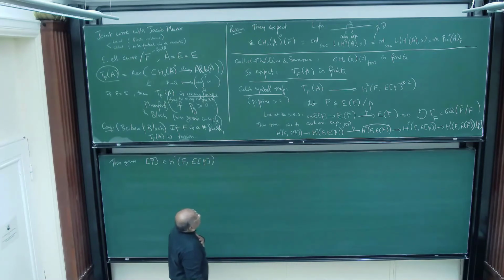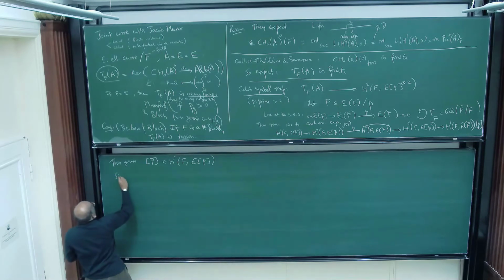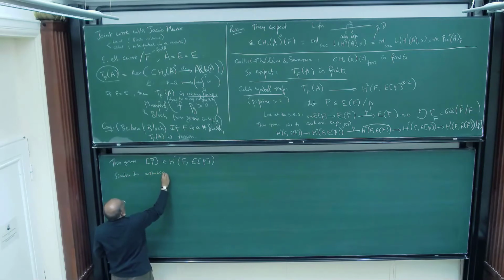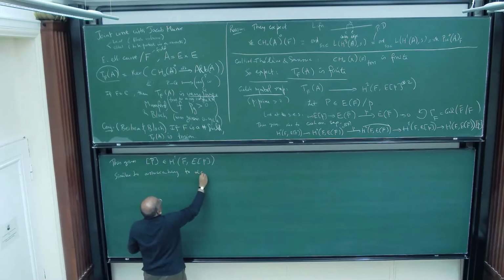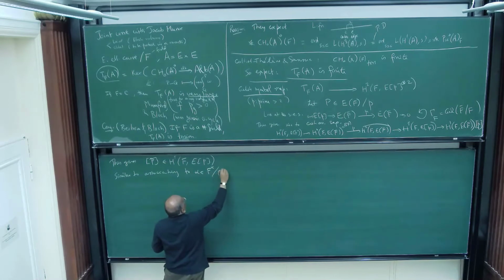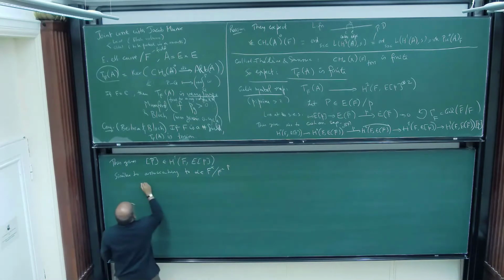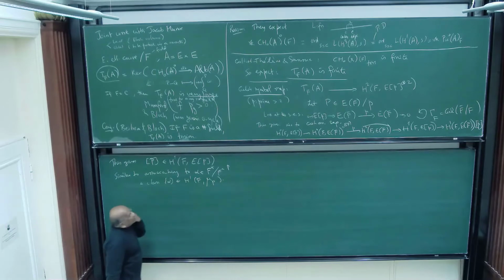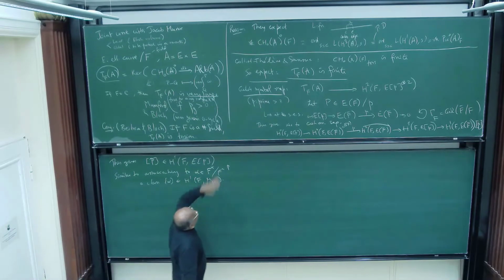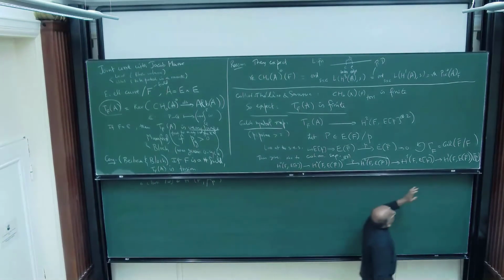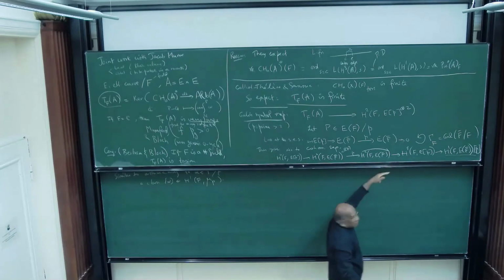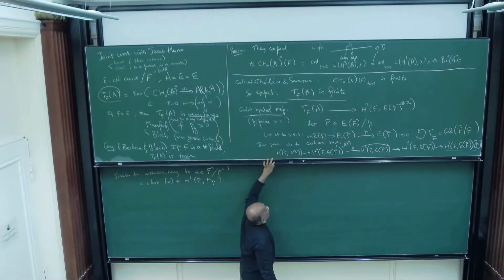This is similar to associating to alpha in F star mod F star P a class in H1 of F with coefficients mu P. It's exactly analogous to that. But of course, in the case of mu P, when you go here you get Hilbert's theorem 90, and here this is not necessarily 0. So it's not going totally into the image of H1 of F, E of P.